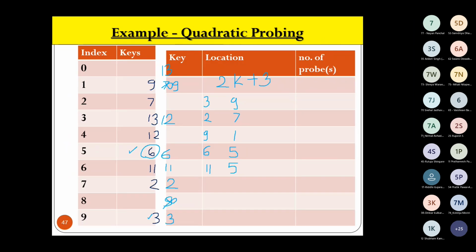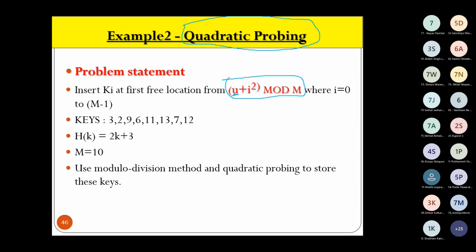So here, कहाँ पर collision occur हुआ है, किस address के ऊपर? 5th पर. So u is 5. So 5 plus 1 square. 1 square is 1 only, that is 6. 6 mod 10 is 6 only, right? So the address at which the current element should be inserted is 6.